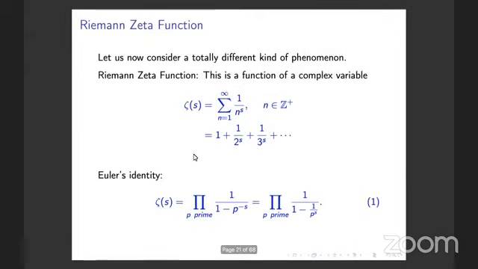And you should know that there are still a lot of open questions about the Riemann zeta function. In fact, there's a $1 million problem. One of the Millennium Problems asks for what values of s is zeta of s equal to 0.